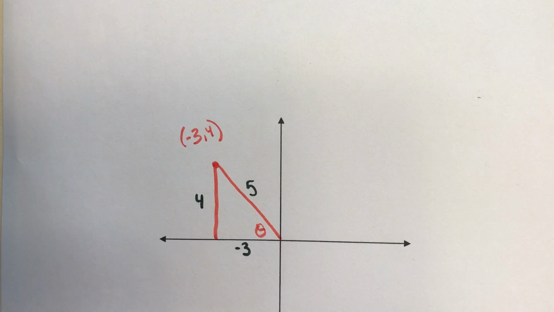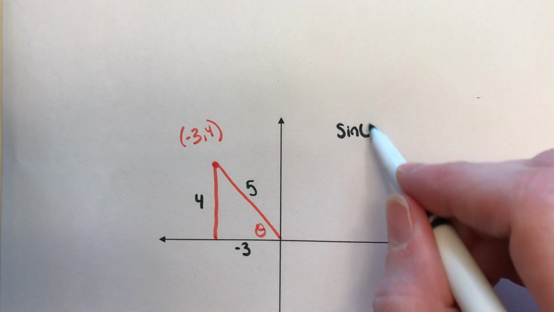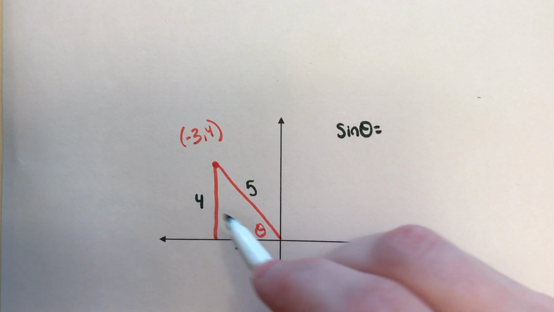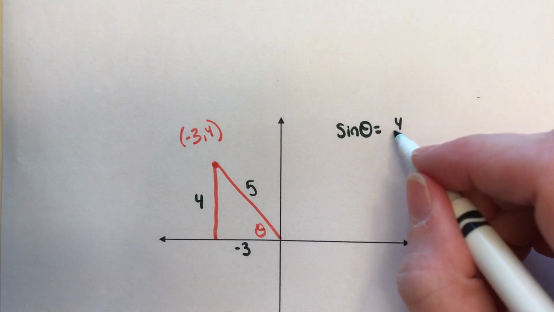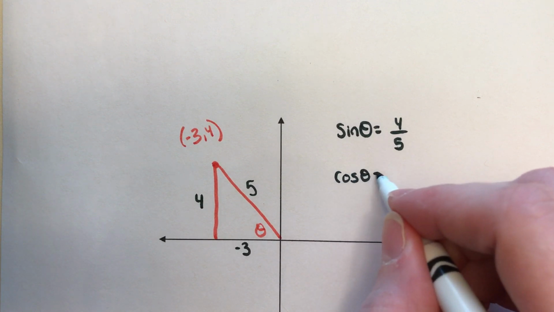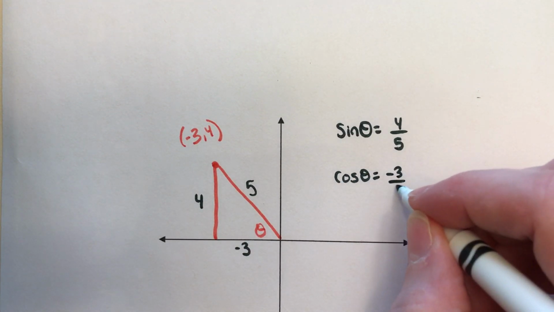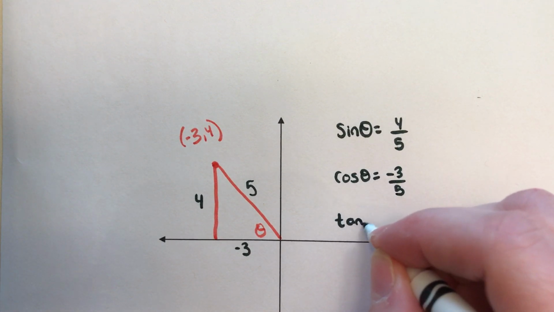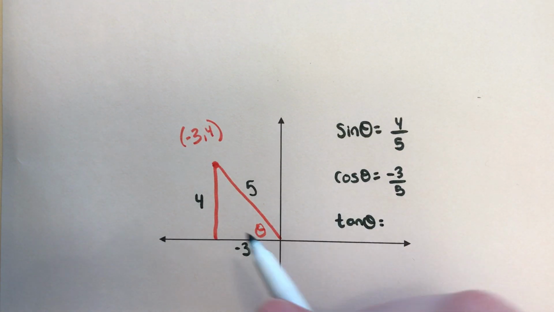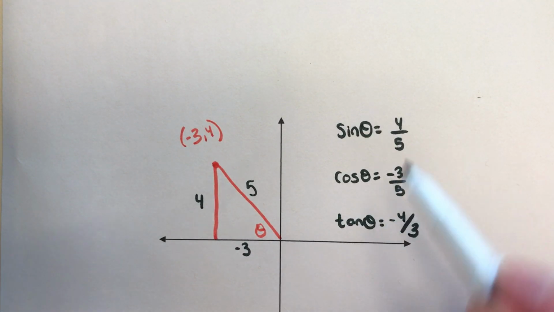Okay, so next thing I'm going to do is find sine, cosine, and tangent. So sine of theta, opposite over hypotenuse, so that would be 4/5. Cosine of theta, adjacent over hypotenuse, that would be -3/5. And tangent of theta, opposite over adjacent, so -4/3.